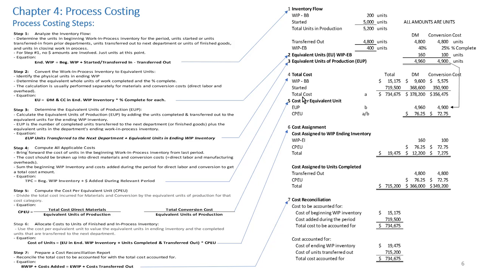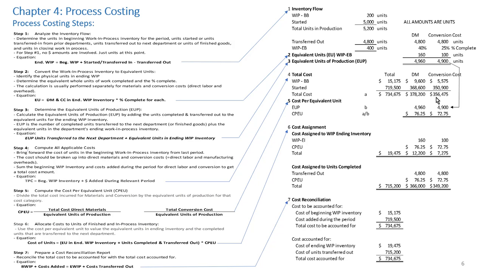In our example, the beginning cost for direct material was $9,600. During the period, we added $368,600 for a total cost of $378,200. On the conversion side, we started off with $5,575 in our beginning inventory. During the period, we added another $350,900 to get a total of $356,475.